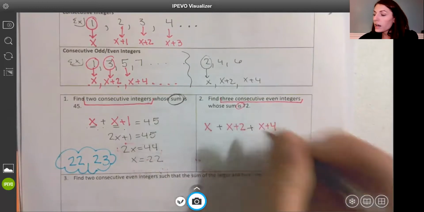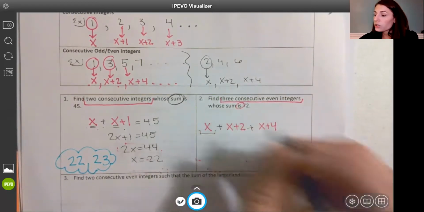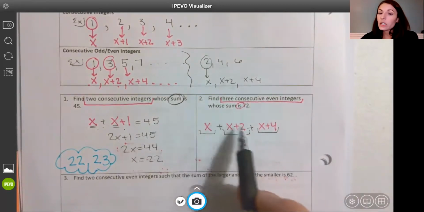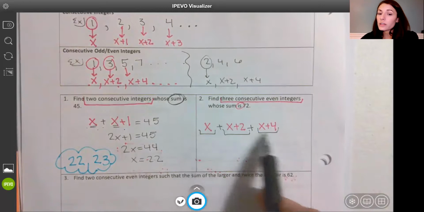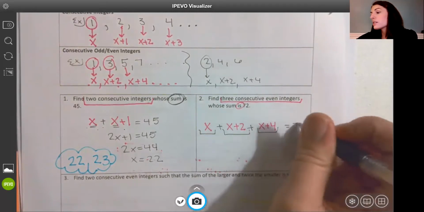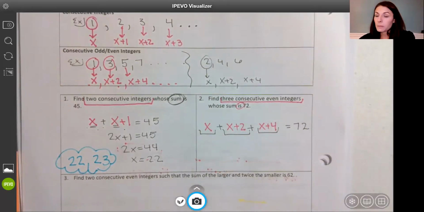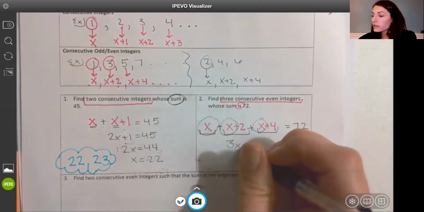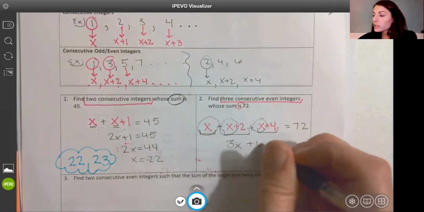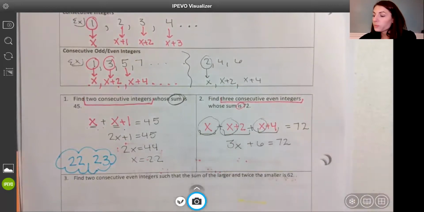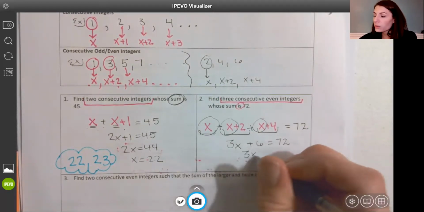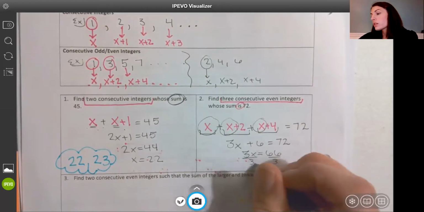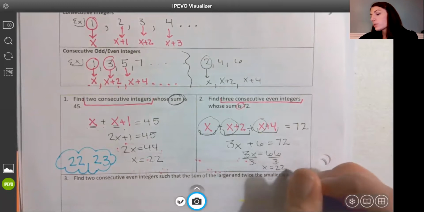And it's the sum of integer 1, integer 2, and integer 3. 3 consecutive even integers. The sum of these 3 is 72. Combining like terms here, I have 1, 2, 3 x's, and positive 6 equals 72. Subtract 6, and 3x equals 66. And divide by 3, and x equals 22.